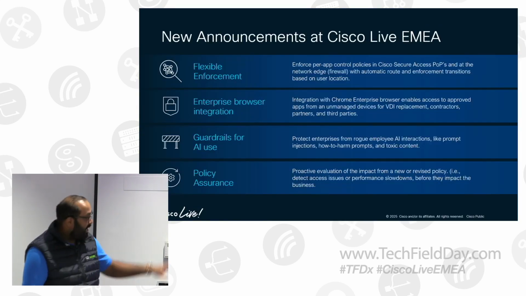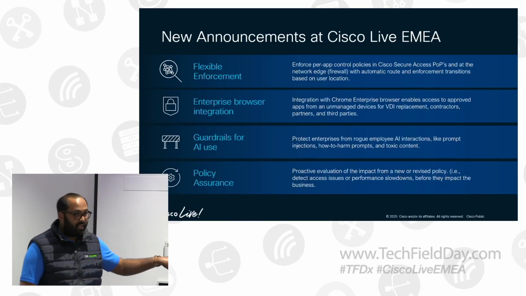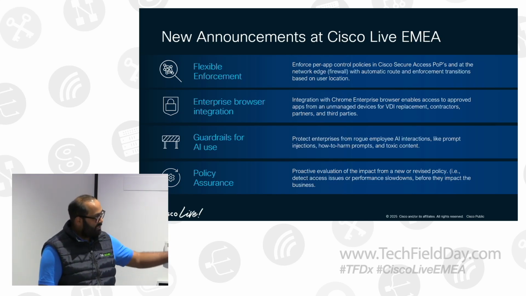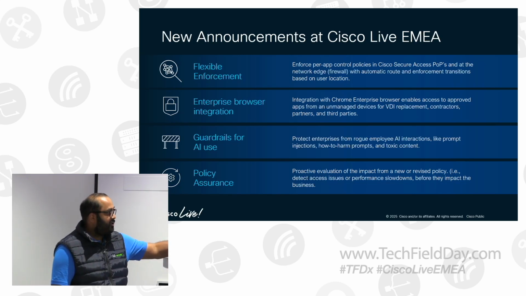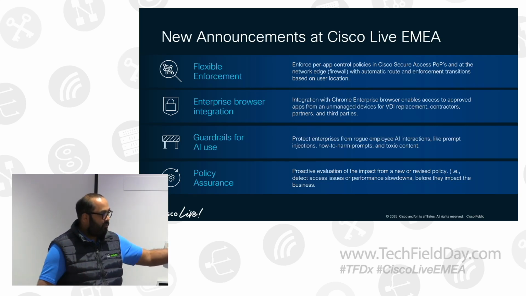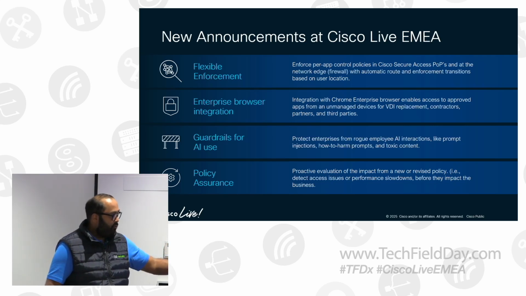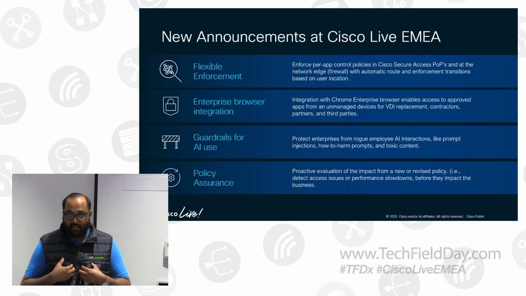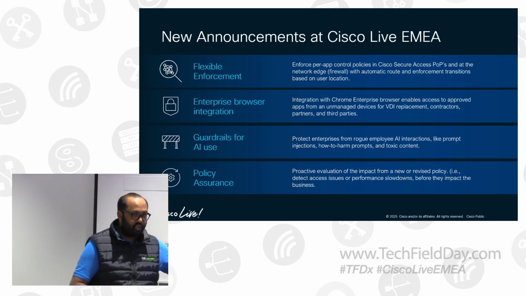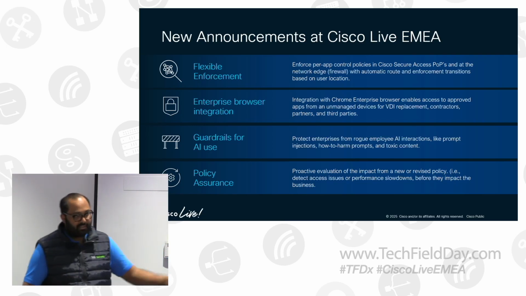That was really it. We have some great announcements at Cisco Live EMEA that we've been talking about. I talked about enterprise browser, some of the flexible enforcement that we're using. We went into a little bit of the guardrails as well, and then some of the ways we're leveraging our own AI, not just the generative AI, but our own AI models for policy assurance, verifying policy overlap, things like that. Okay.